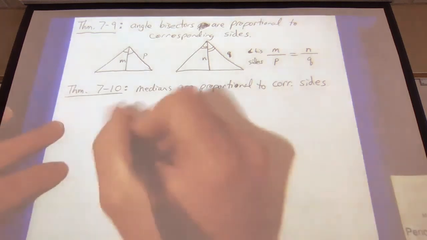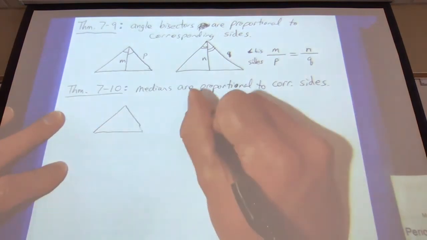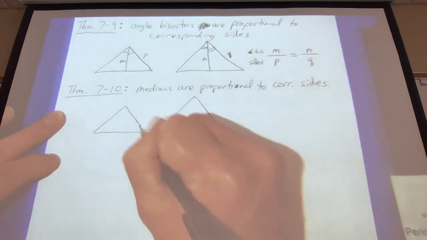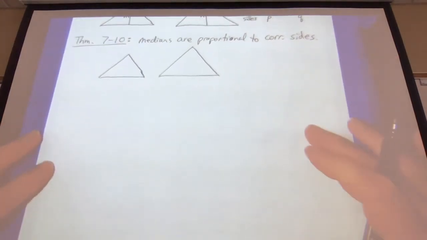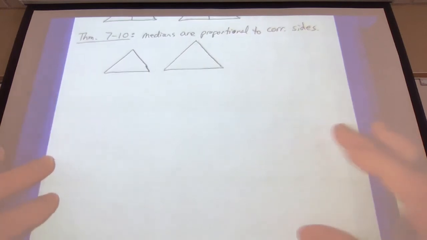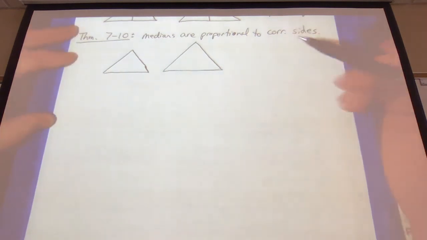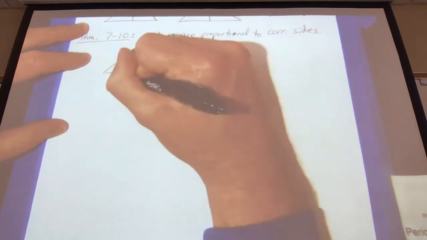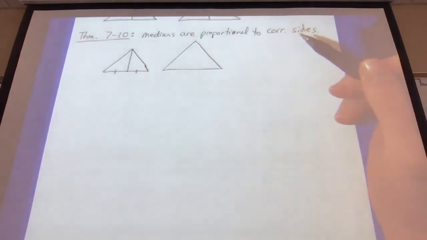Let's get a picture of that. Again, we're going to have two triangles. One's going to be bigger than the other. Those two triangles are similar to each other. And on this theorem, we're going to draw in the medians. Medians are going to go from a vertex to the midpoint of the opposite side. So if I come out of this top angle, come down here and hit the midpoint of this side, that segment would be a median.